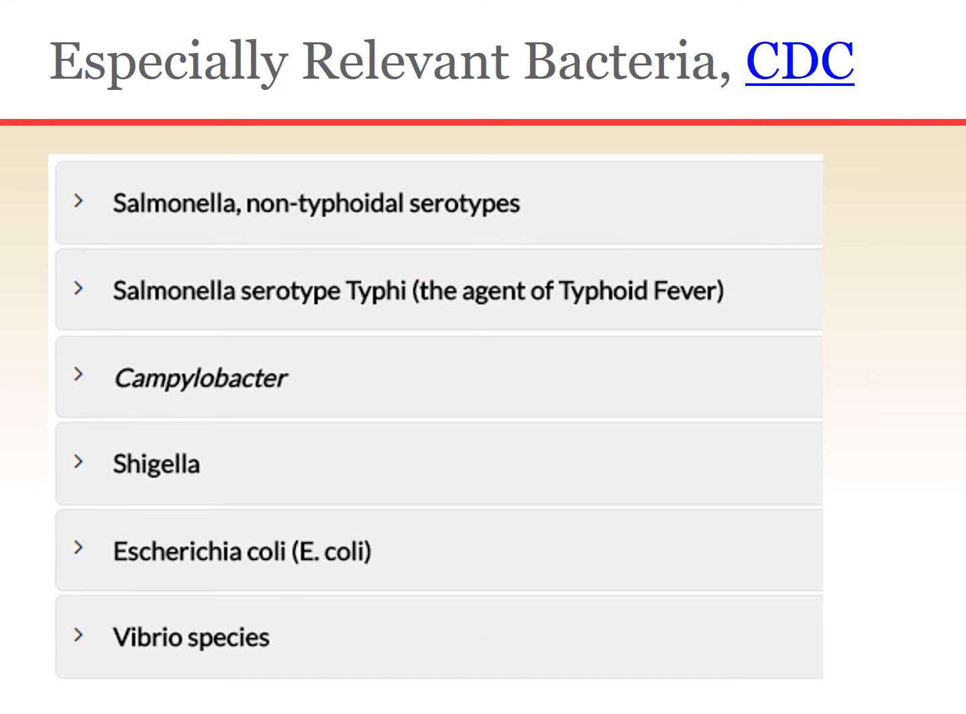With some bacteria we're seeing more resistance than others, so the CDC compiled this list, which shows you the types of bacteria that have shown a greater propensity for becoming antibiotic resistant. There's a link there if you want to read more about that.